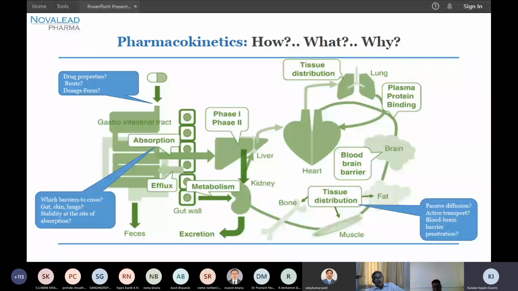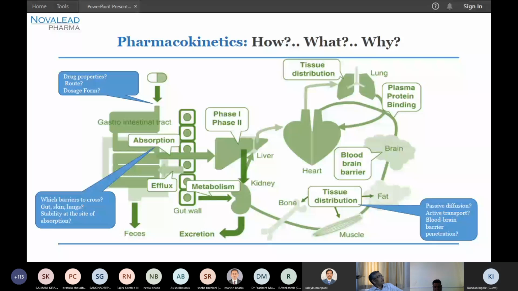Now, while the drug is passing from the site of administration into the systemic circulation, we also have to consider one more factor, which is the stability of the drug molecule at the site of absorption or at the site of administration. So if a drug molecule is administered orally and it gets degraded, how would it go into the systemic circulation?